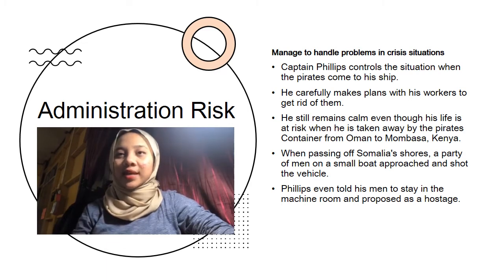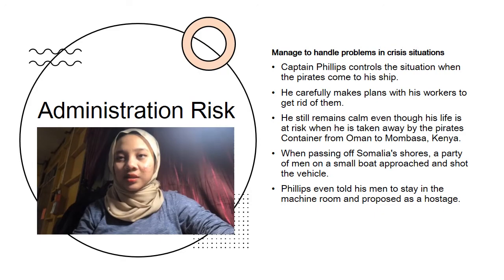In this situation, we can see that Captain Phillip controlled the situation when the pirates came to his ship. He carefully made plans with his workers to get rid of the Somalis. He still remained calm even though his life was at risk when he was taken away by the pirates. He showed himself as a competent, responsible, selfless servant leader when attacked by the pirates. Captain Phillip also knows how to serve when facing unexpected situations and does not make rash decisions.